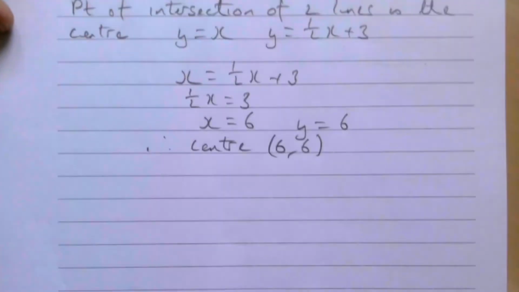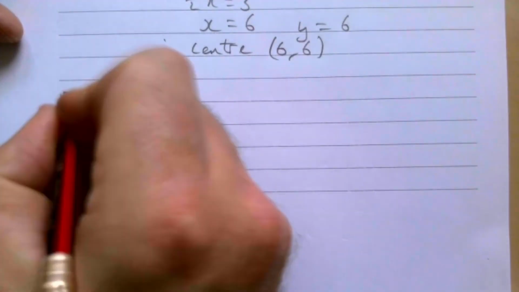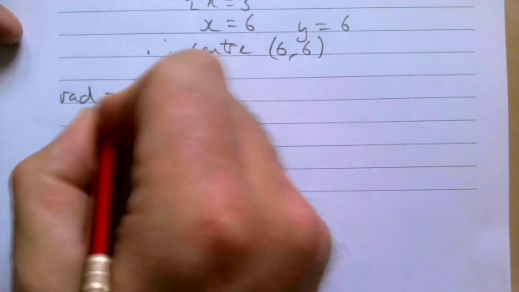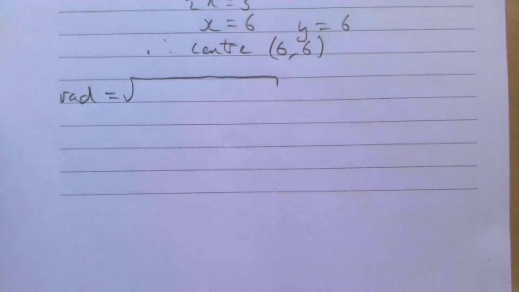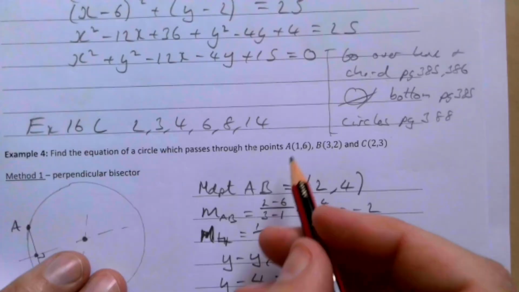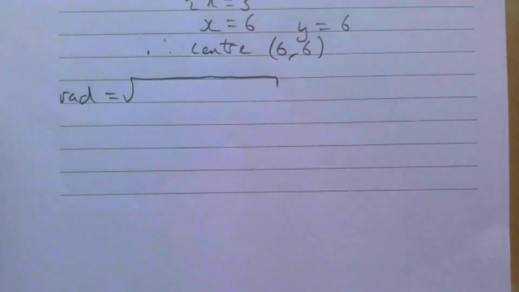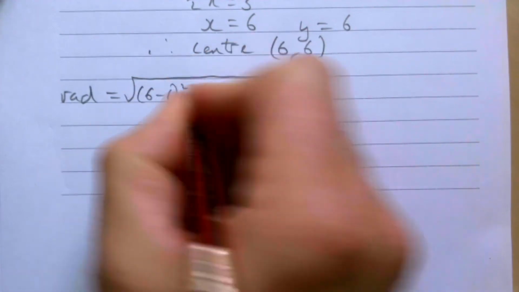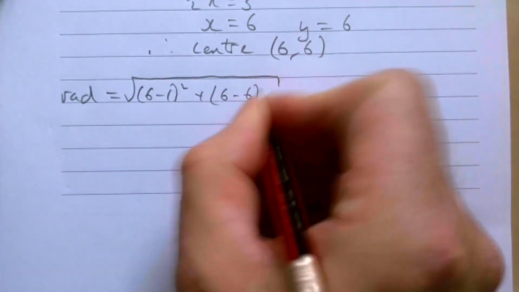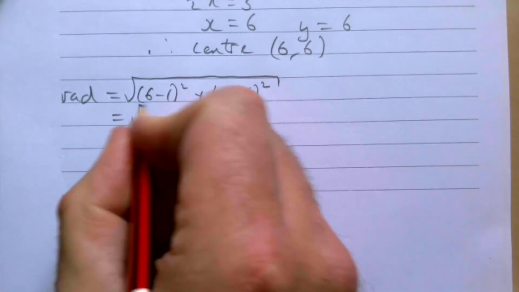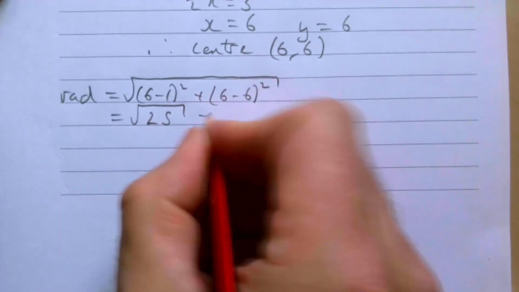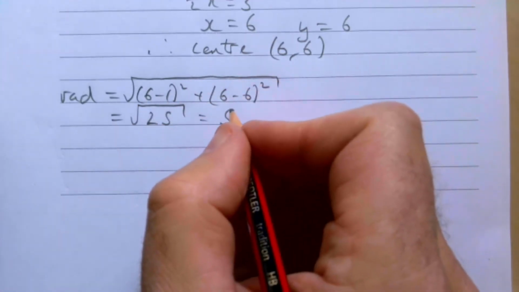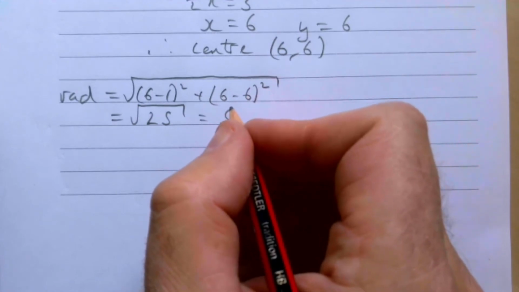We have the centre, we now need to find the radius. So radius, then we're going to use our distance formula. So we have (6, 6), and let's pick one of our coordinates here. So it's going to be (1, 6). So it's going to be 6 take away 1, all squared, plus 6 take away 6, all squared, which gives us 0. Obviously 6 take away 1 is 5, 5 squared is 25, and so my radius then in this situation is 5.